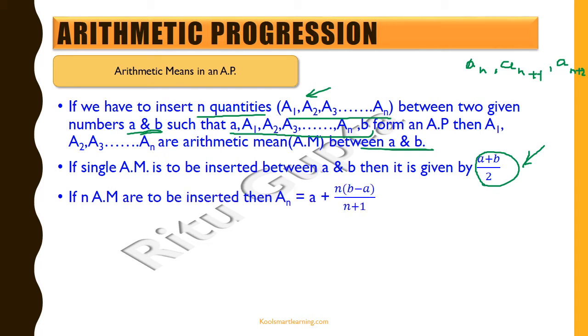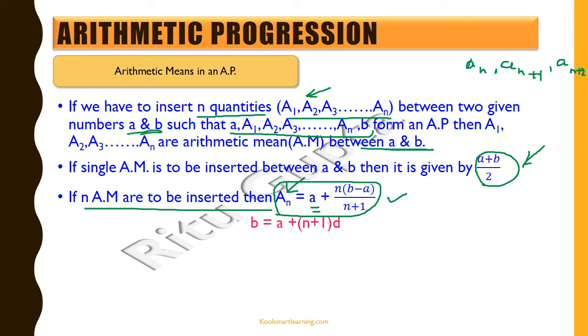If we have to insert n AMs, then this AN will be equal to the first term A plus n into (B minus A) by (n plus 1). So using this formula, we can find out the first arithmetic mean, the second arithmetic mean, and so on. Let's see how we reach this formula.